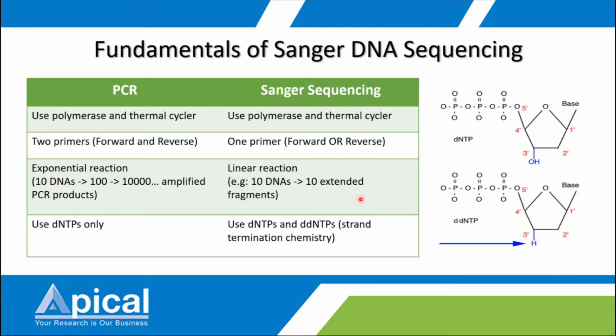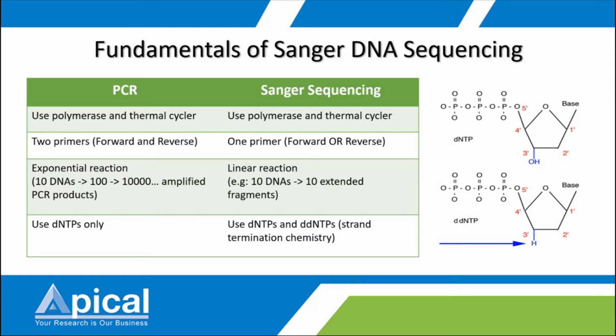But PCR is an exponential reaction. Because PCR uses two primers and there is no strand termination chemistry in the reaction, up to the end you will get many copies of your target DNA. So this is the difference between PCR and sequencing.